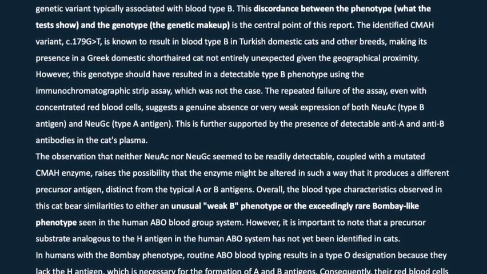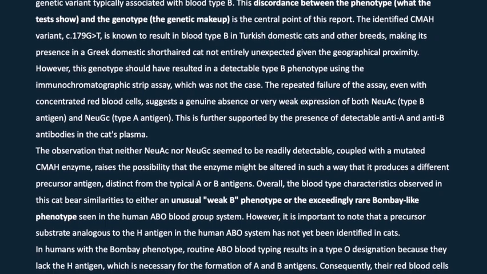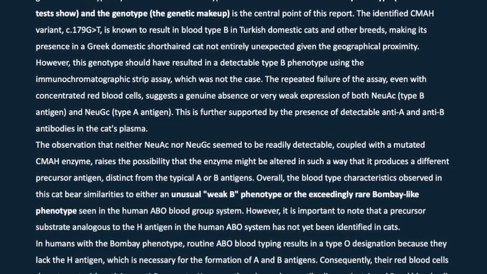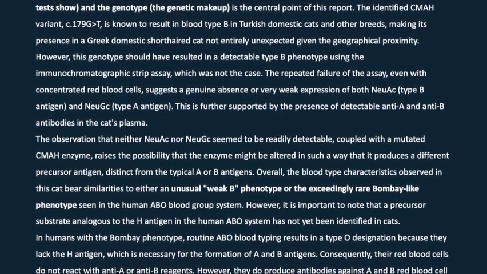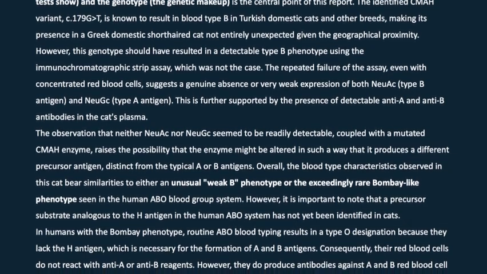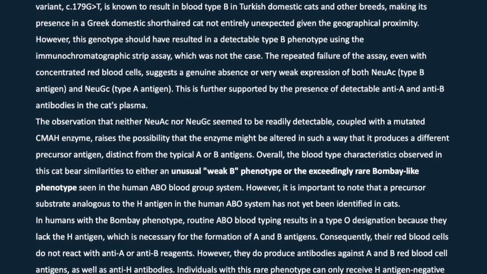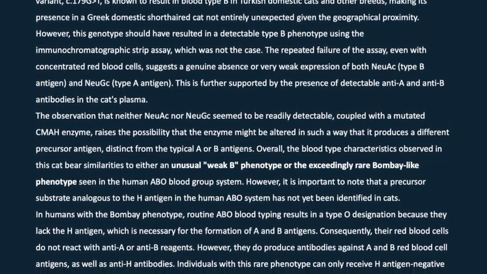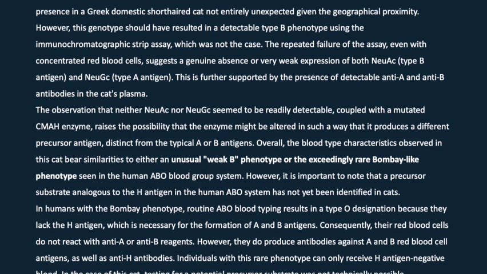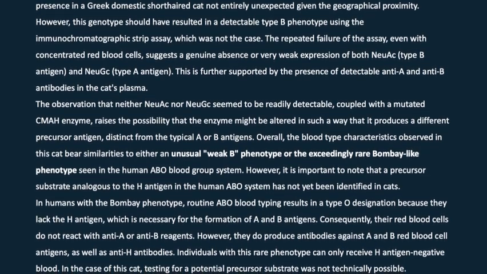This is further supported by the presence of detectable anti-A and anti-B antibodies in the cat's plasma. The observation that neither NeuAc nor NeuGc seem to be readily detectable, coupled with a mutated CMAH enzyme, raises the possibility that the enzyme might be altered in such a way that it produces a different precursor antigen, distinct from the typical A or B antigens.